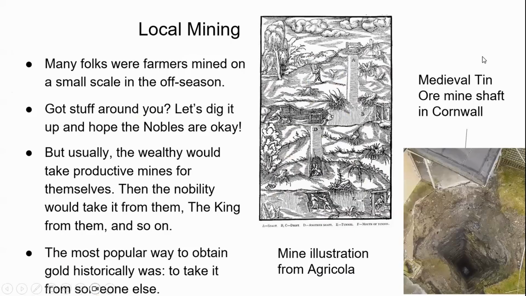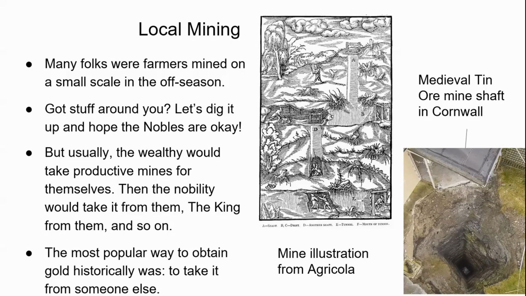Local mining. So many folks were farmers that mined on a small scale in the off season. And so basically it was, hey, let's dig it up and hope the nobles are okay. But usually the wealthy would take productive mines for themselves, then the nobility would take it from them, the king would take it from them, and so on. The most popular way to obtain gold historically was to take it from someone else.